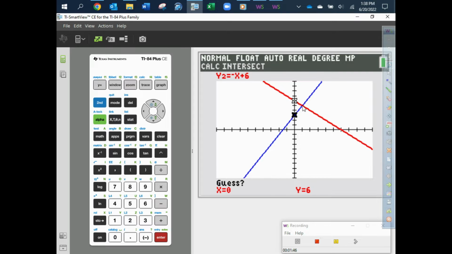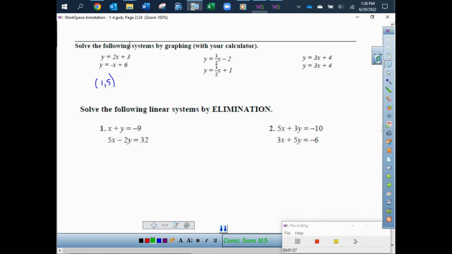I don't really need to move my cursor at all because it's right here, and there's only one place where these guys intersect. They say they intersect at 1, 5, so bada bing, I'll go put that. These guys intersect at 1, 5.